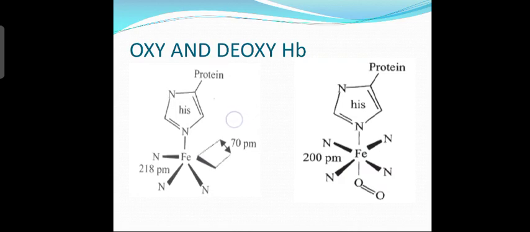What about here? This is the deoxy. This is deoxyhemoglobin, this is oxyhemoglobin, because oxygen is present. This is deoxy because there is no oxygen. So here only 5 sites are occupied. So 4 nitrogens, then the histidine nitrogen, and obviously no oxygen here. This distance is 70 picometer, and here this is 200 picometer.